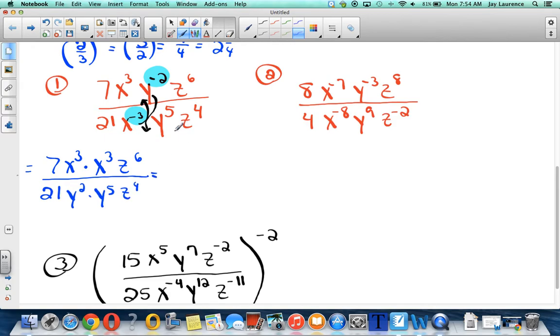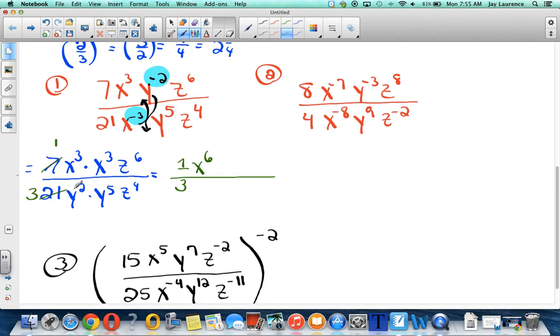And if I want, I can start canceling, or I can start simplifying. Let me change colors there. 7 is going to go into 7 once. It's going to go into 21 3 times. So I'm going to have a 1, and I'm going to have a 3. No x's are going to cancel with each other, so I'm just going to multiply x cubed times x cubed, x to the 6th.